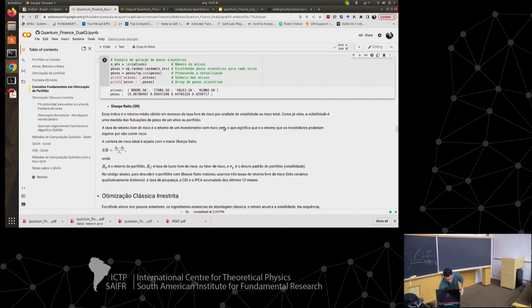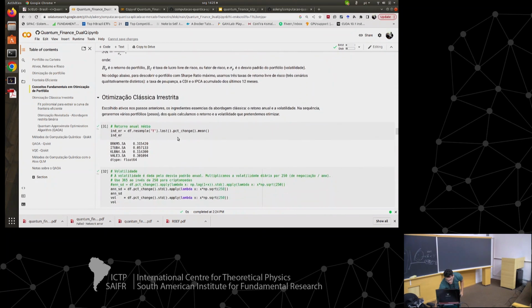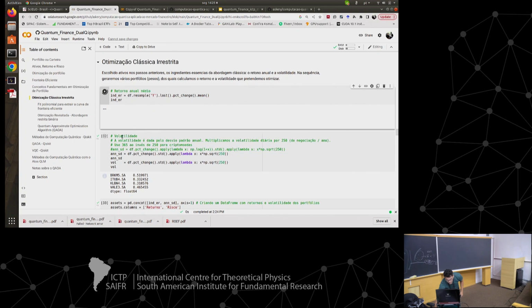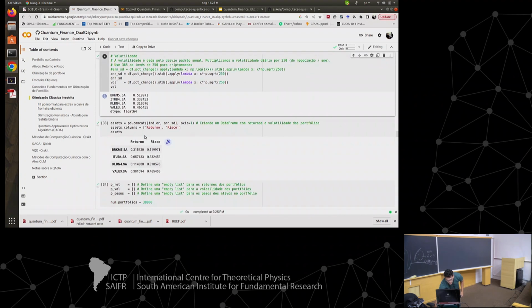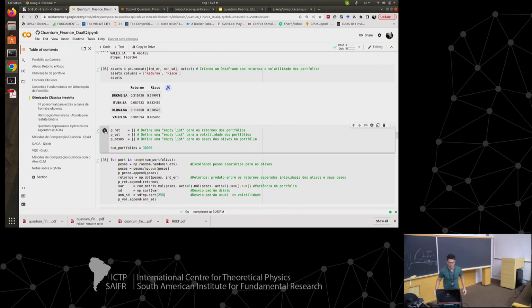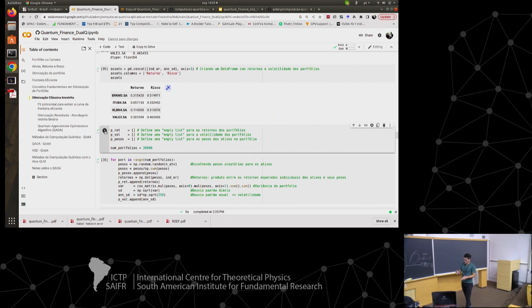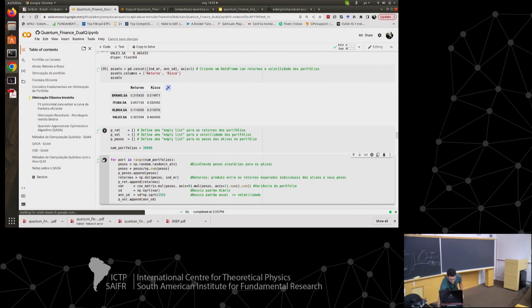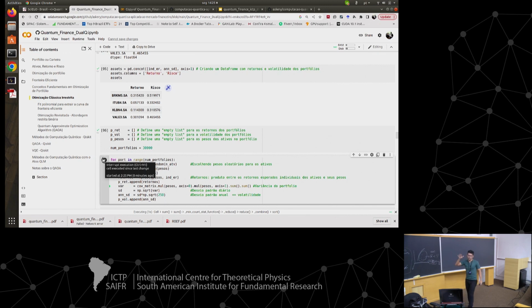Then I explain the Sharpe ratio again. And now we are about to start. Let me just set some parameters. I put 30,000 portfolios, and I will let it run while I speak. It runs in about 2-3 minutes.